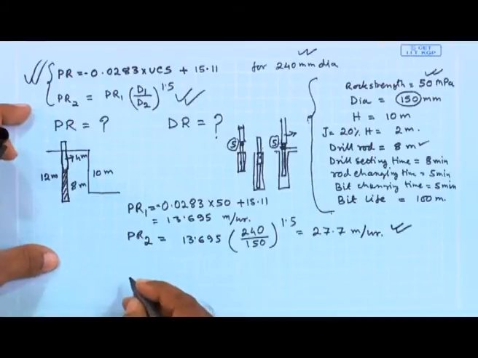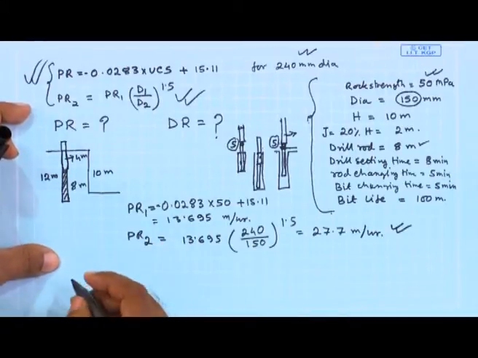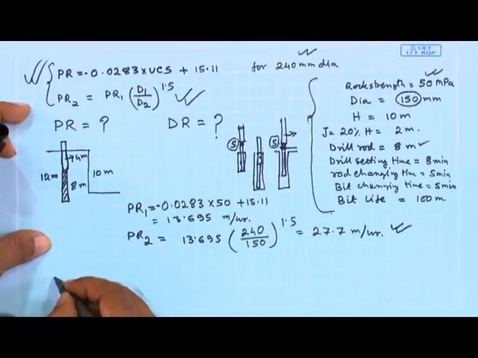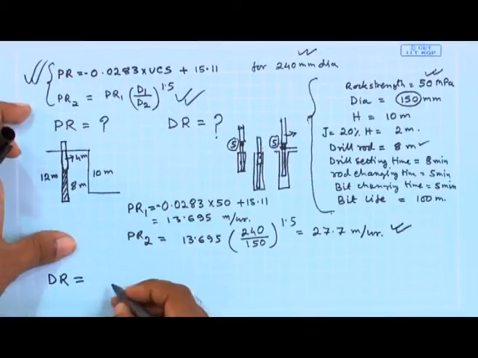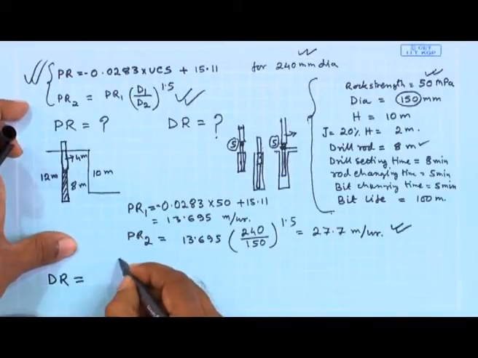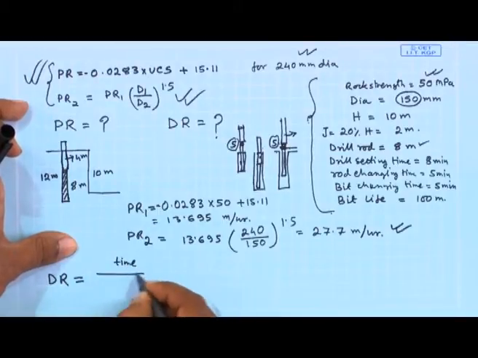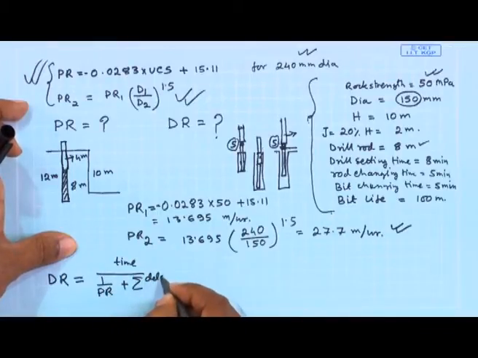Now, we have to find out the drilling rate. As we have observed a few minutes back, drilling rate is basically the time divided by 1 by PR plus summation of delay by delay interval.